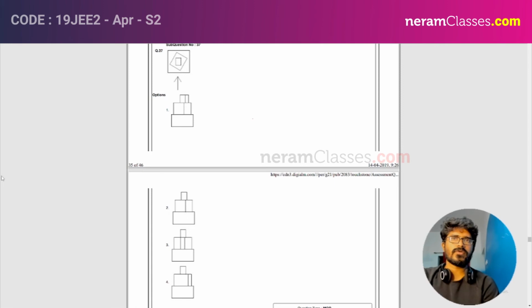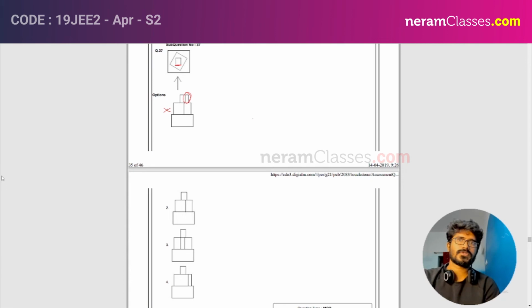So question number 37 is, we need to find out the correct elevation for the plan figure which is given here. If you take the first option, it's a wrong option. The reason for that is there is a solid here, but here it is a plane surface, so we will not see any corners here. So 1 is a wrong option, and 2 might be an answer. We'll keep it on hold, but we'll compare the other options also.